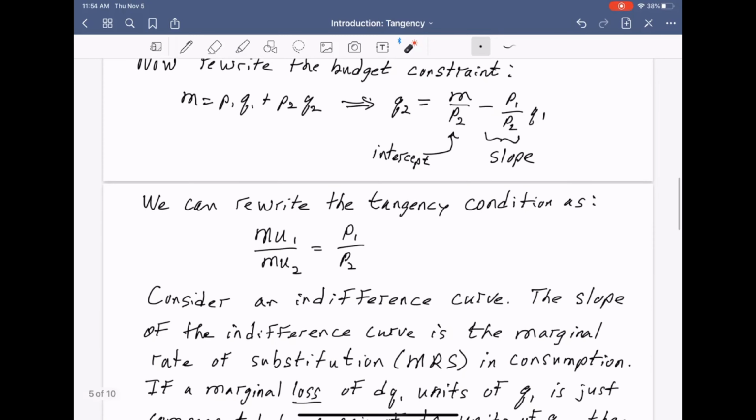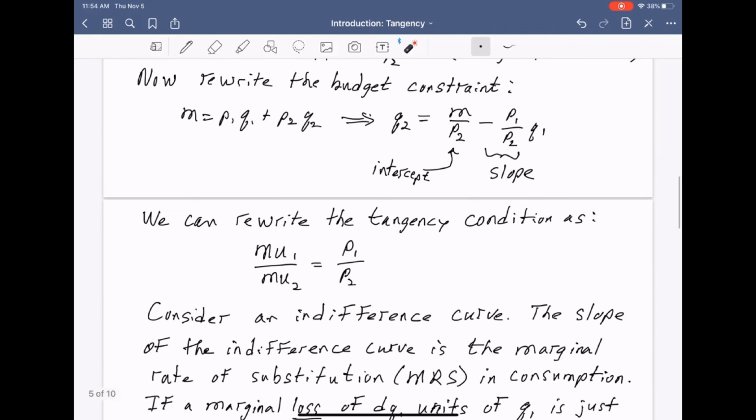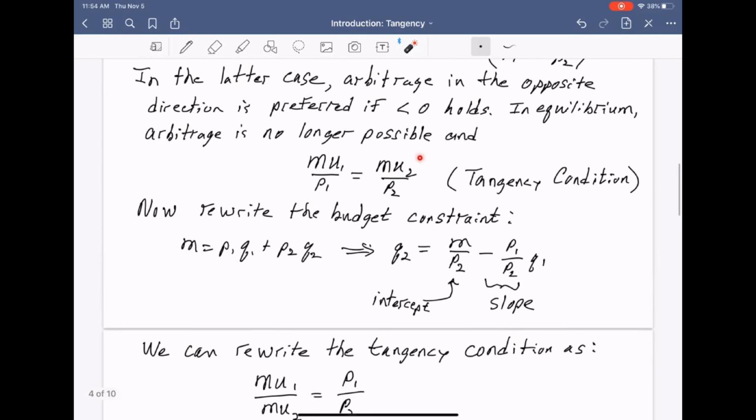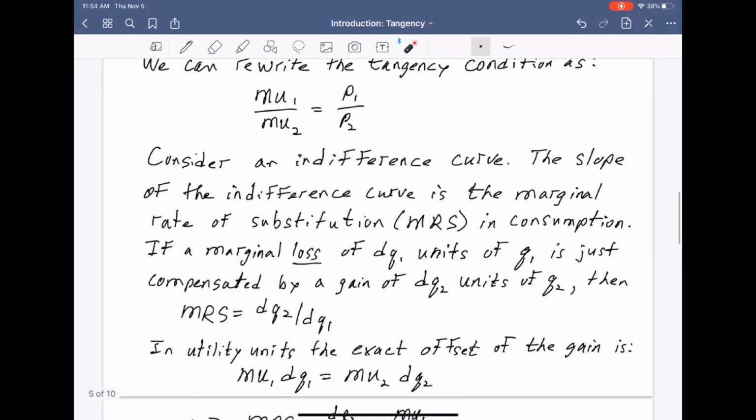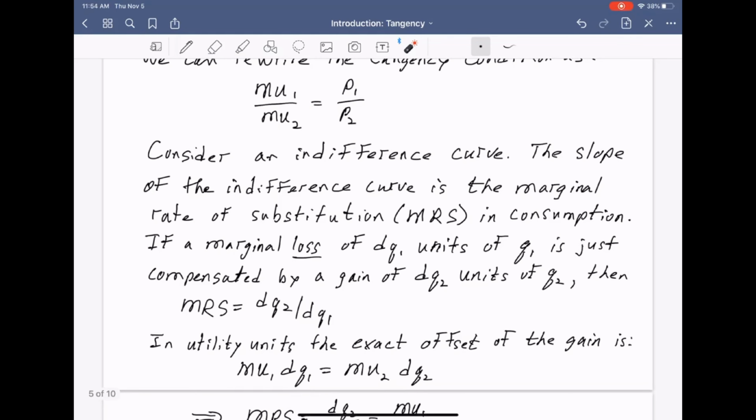We can rewrite the tangency condition as marginal utility of 1 over marginal utility of 2 is equal to the price of 1 over the price of 2. So in other words, we're just rewriting this tangency condition to get this tangency condition here. Now, consider an indifference curve. The slope of the indifference curve is simply the marginal rate of substitution in consumption, and we denote that with the acronym MRS. It does not refer to misses, it refers to the marginal rate of substitution.